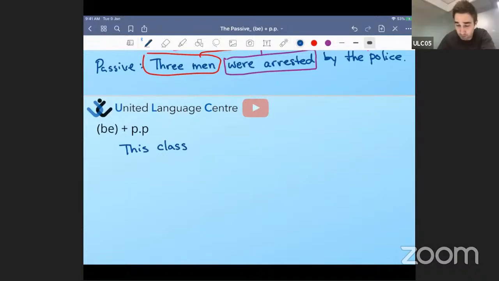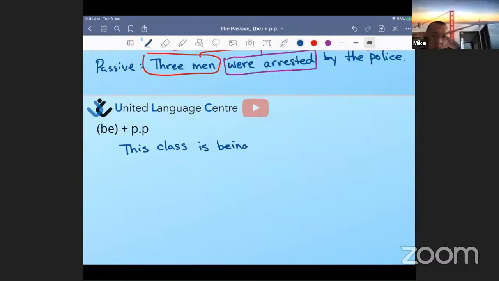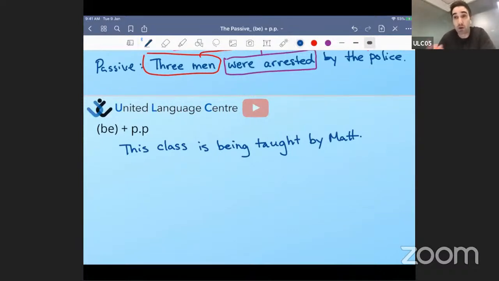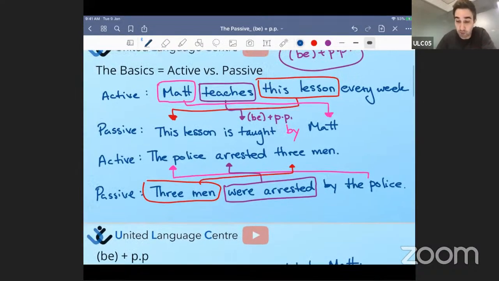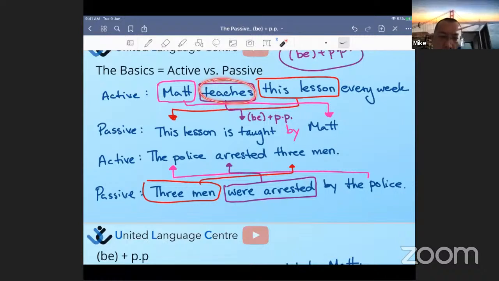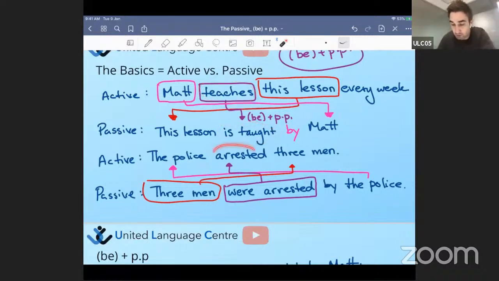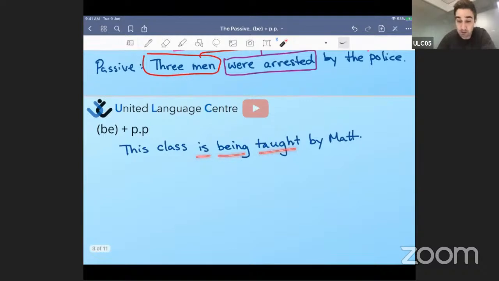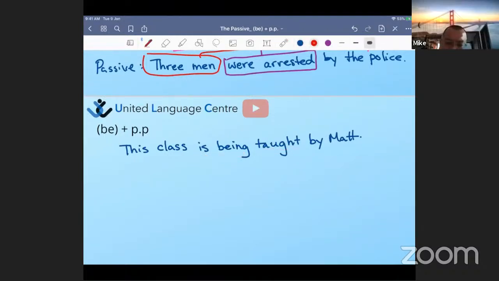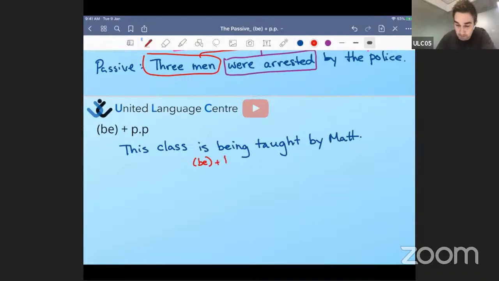And this gets a little bit more difficult. This sentence is a little bit more difficult because here we're talking about present continuous passive. These two we're looking at present simple, which is taught, and past simple, which is were arrested. But here we're looking at is being taught. So in this case, we're looking at be, now at the moment, right?